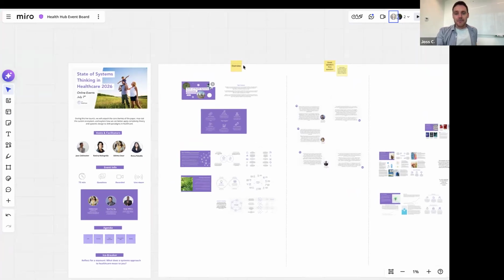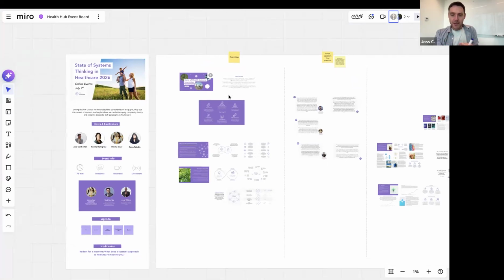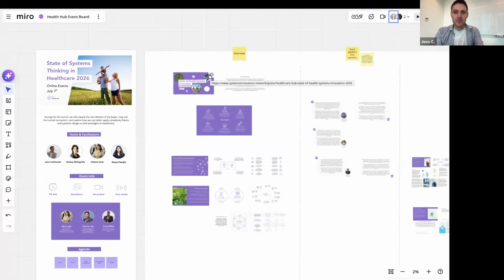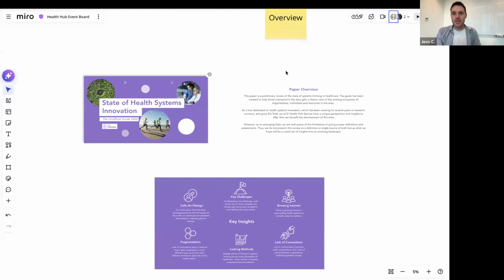Very good. So I'm going to start off here with some of the highlights from the paper and how we organized it and thought about approaching this before we hear some initial thoughts from our guest speakers. And the paper is here. Maybe Roma, you could drop a link in the chat.